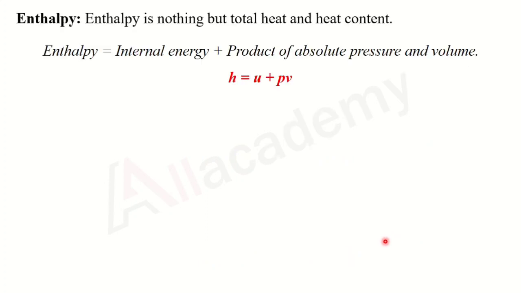Next, one more important definition is enthalpy. Enthalpy is nothing but the total heat, or the heat content. Enthalpy can be expressed as the sum of internal energy and the product of pressure and volume, and it is denoted by the letter H. We know that internal energy is denoted by U, and the product of P and V is pressure and volume. So mathematically, H equals U plus PV.